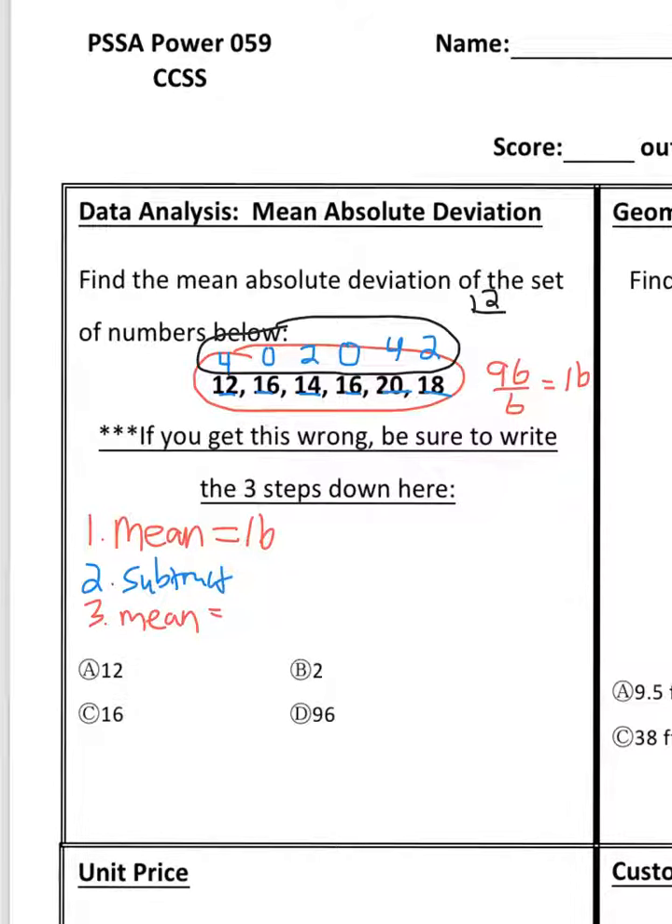Divide by 6. Now don't choose 12. If you chose A, you made the big mistake. You forgot to do the very last step. 12 divided by 6 is 2. So the mean absolute deviation is B, 2. That's the average distance each number is from the mean.